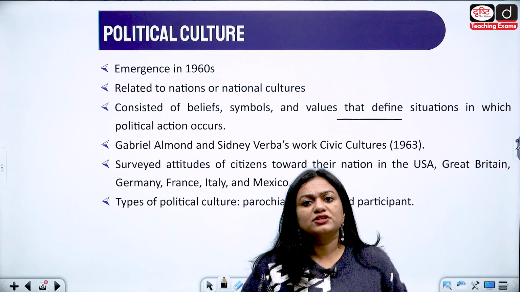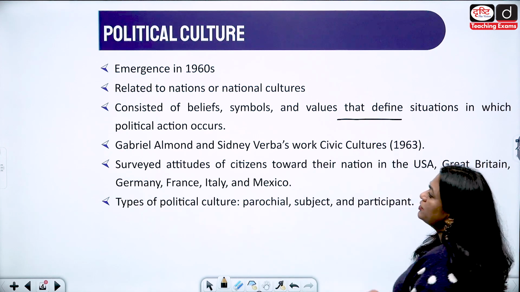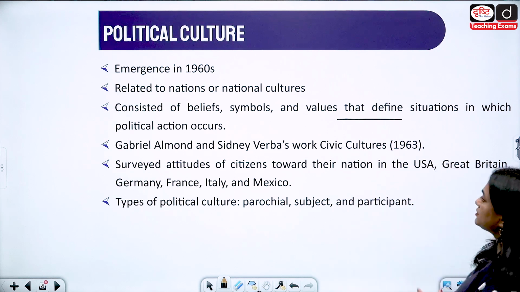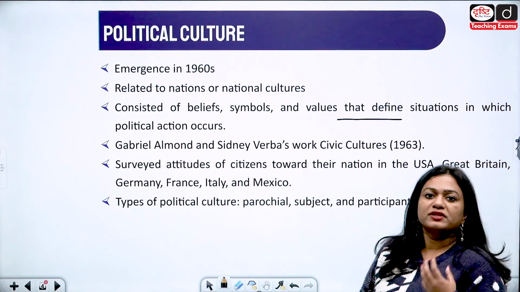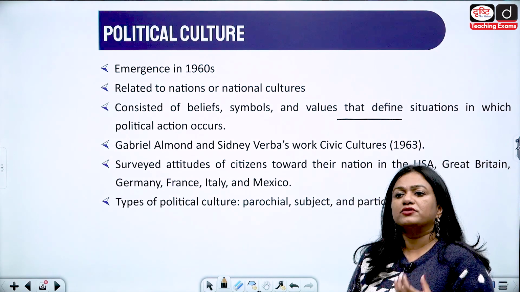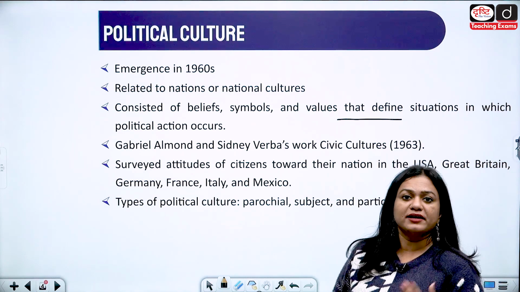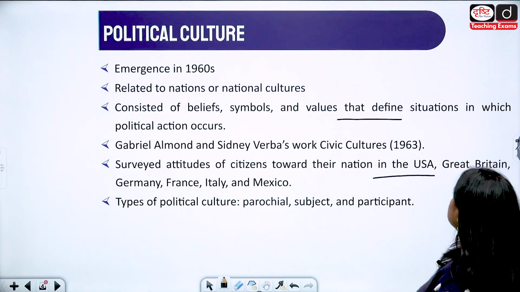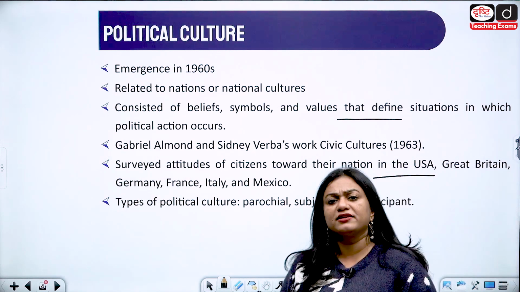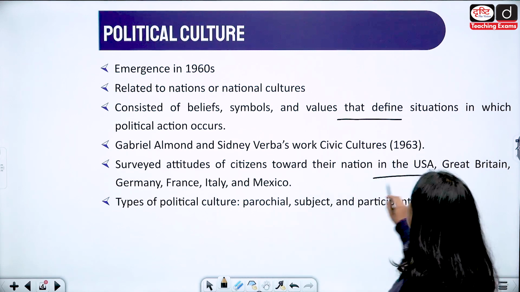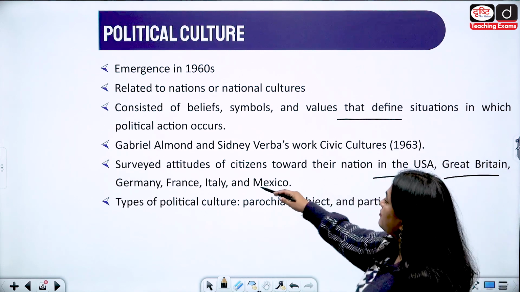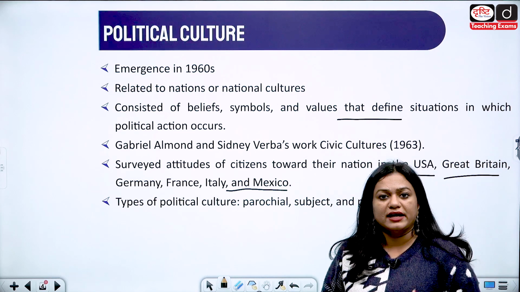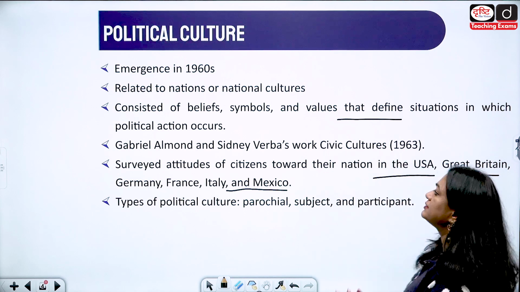So political culture emerged in the 1960s. Gabriel Almond and Sidney Verba's work on civic cultures, published in 1963, came up with the idea of identifying the relevance of political culture in understanding political phenomena. They surveyed the attitudes of citizens towards their nations in some countries. Basically, their focus was on developed countries like the USA, Great Britain, Germany, France, Italy and Mexico. So these countries were analyzed by Verba as well as Gabriel Almond.